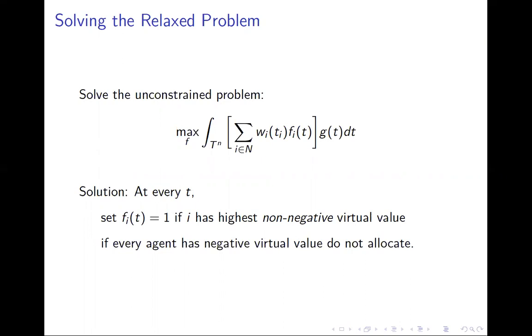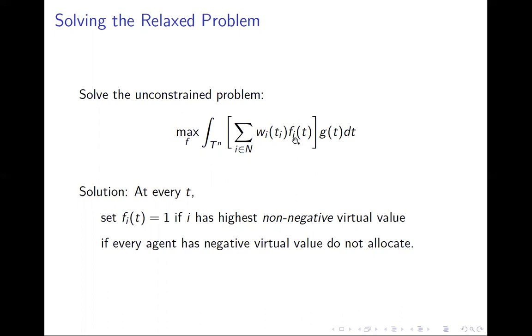Right? Any questions? So how do we solve this? Okay. So one simple idea here is that let's forget about this integral. Let's forget about this g(t) dt term. Look at a type profile t, and suppose you were to maximize the sum of w_i(t_i) f_i(t). Here, the variables you have to choose are the F's, remember? So if you're given a type profile t, how would you choose the F's such that this summation is maximized?